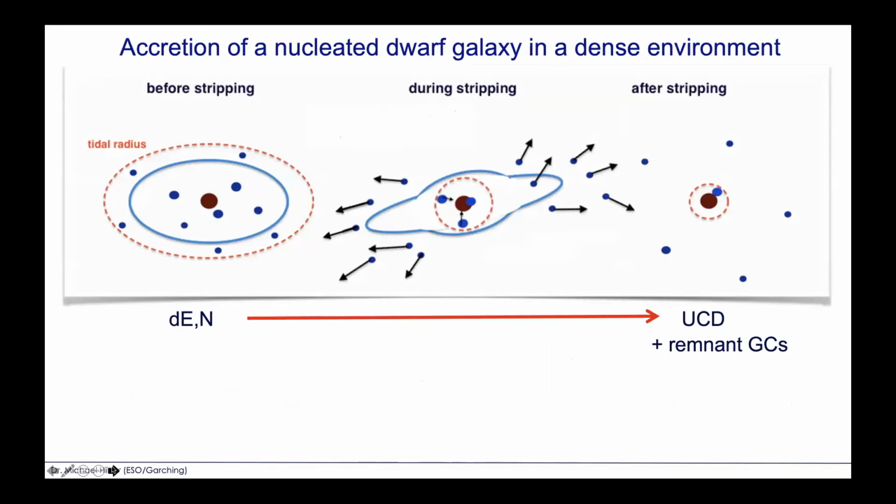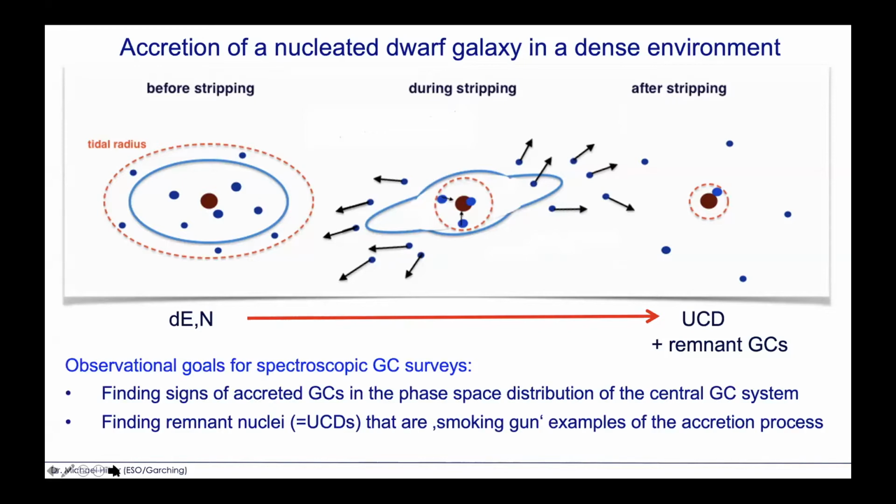Or you can also go to dwarf galaxies, and that might be also very interesting. So if you have a nucleated dwarf galaxy entering the galaxy cluster with its globular clusters, the tidal radius will shrink, of course, while it's falling in, having the tidal tails, and the outer globular clusters are lost, while the inner globular clusters actually might still, because of dynamical friction, fill the nucleus or even build a nuclear star cluster. So the observation goals for spectroscopic surveys would be to find signs of accreted globular clusters in the phase space distribution, and maybe to find remnant nuclei, these UCDs.